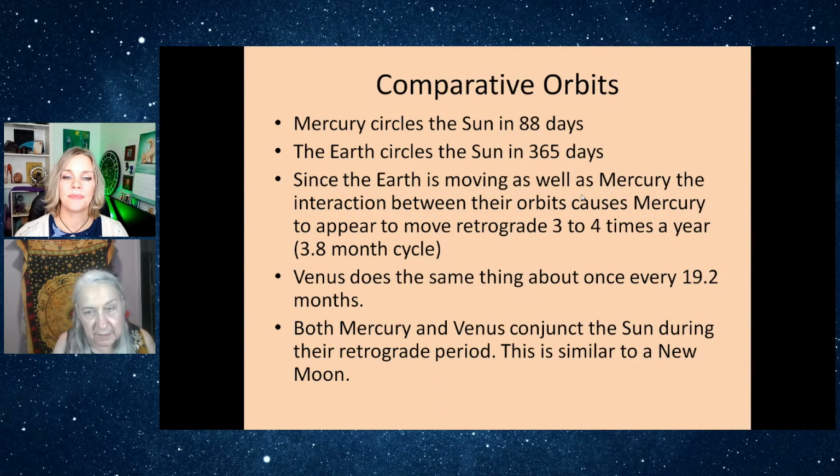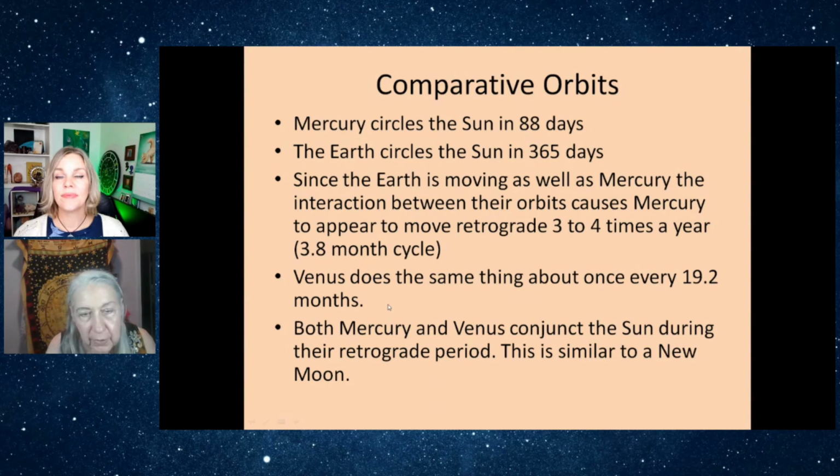Now, Venus does the same thing. It's still an inner planet, but because it's closer to the same speed as the sun, it takes longer for it to get into the relationship that creates the retrograde. It's every 19.2 months that Venus goes retrograde. And we're going to have one later this fall, close to winter. I didn't look up the exact date, but it will be in November or December.